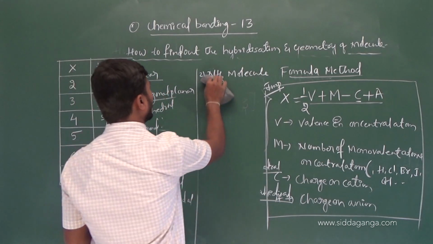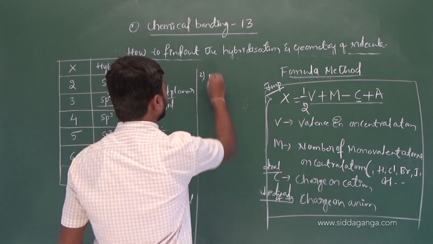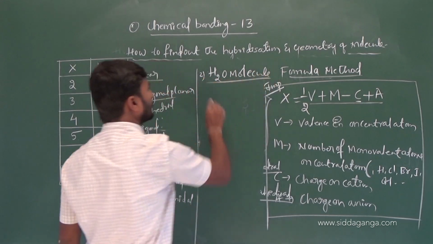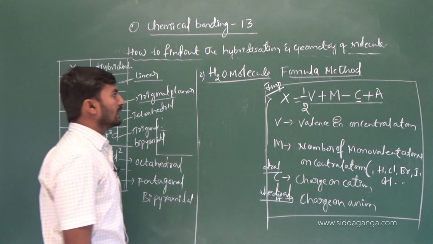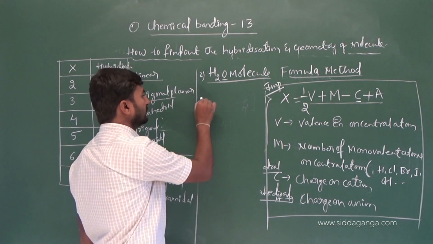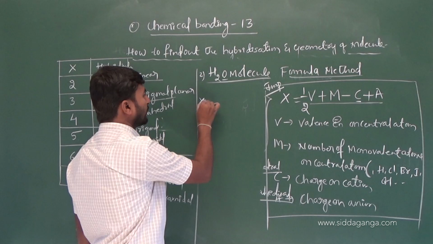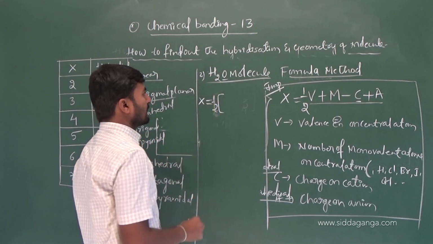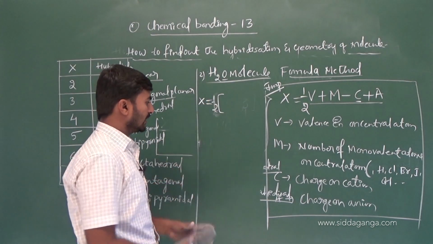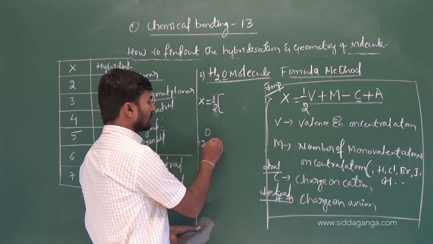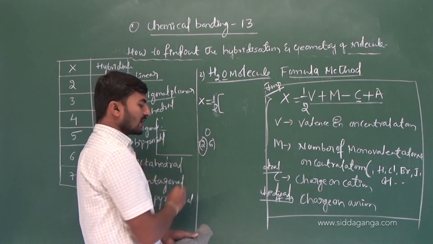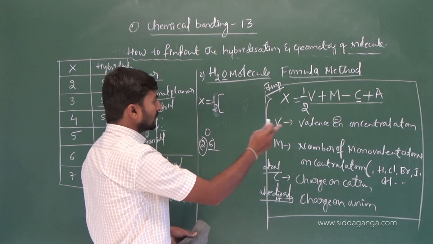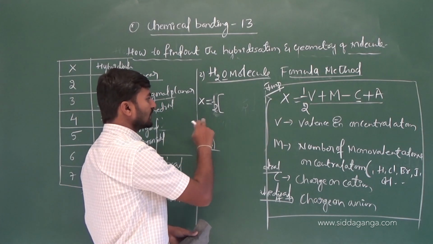Next, if they have given an example of water molecule, H2O molecule, then which is the central atom here? Oxygen will become the central atom. Okay, how to find out the hybridization? Oxygen is the central atom, oxygen configuration is 2 6, 2 in the ground state, 6 in the valence shell. So the number of valence electrons on the central atom, that is oxygen, is 6.